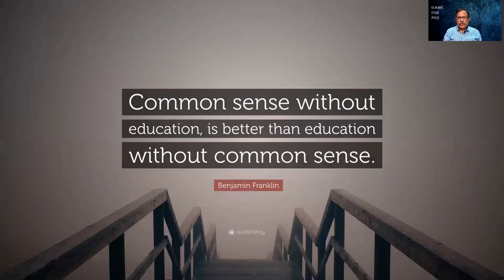And you people shall realize that common sense without education is much better than education without common sense. A brilliant saying by Benjamin Franklin.